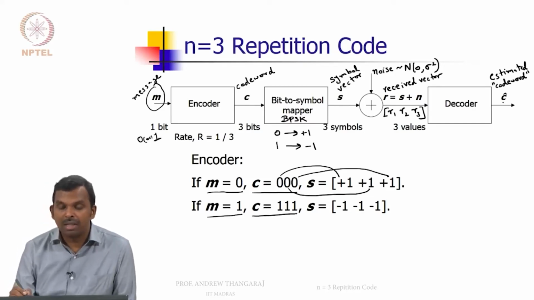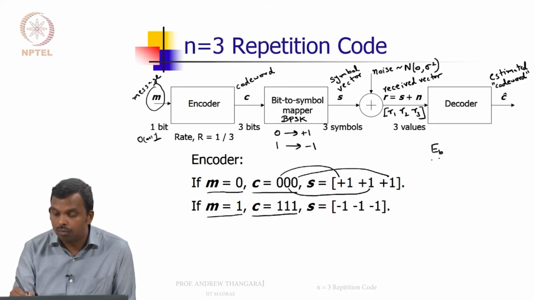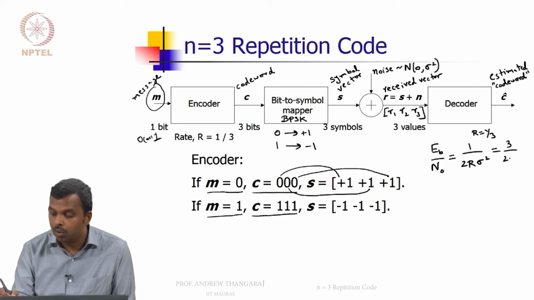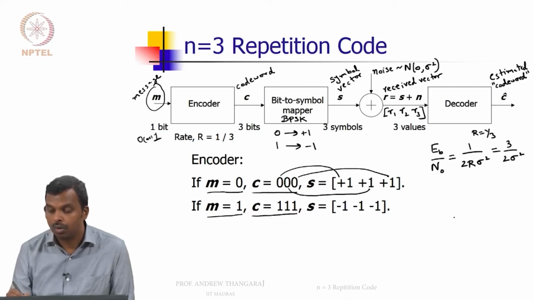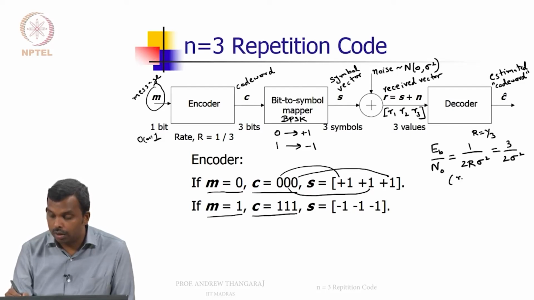A few comments on the parameters that we had. First is Eb over N naught. If you remember, Eb over N naught is 1 over 2R sigma squared, and R is 1/3. If you put R equals 1/3, you will get 3 over 2 sigma squared. So, this is Eb over N naught. Remember, this is for the rate 1/3, n equals 3 repetition code.